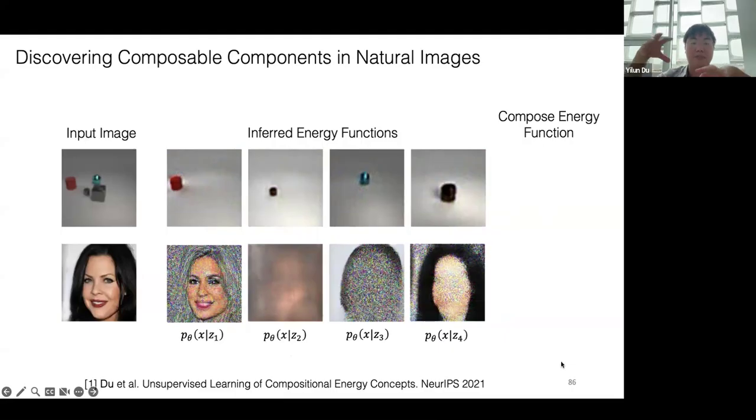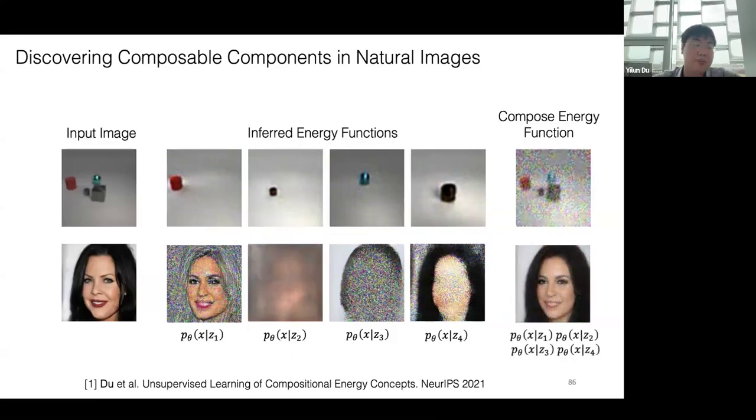So essentially, this objective allows you to discover these independent factors of the distribution. And now when you sum up the energy functions, where you take the product of the probability distributions, sampling from that allows you to reconstruct the original image or get you a face.